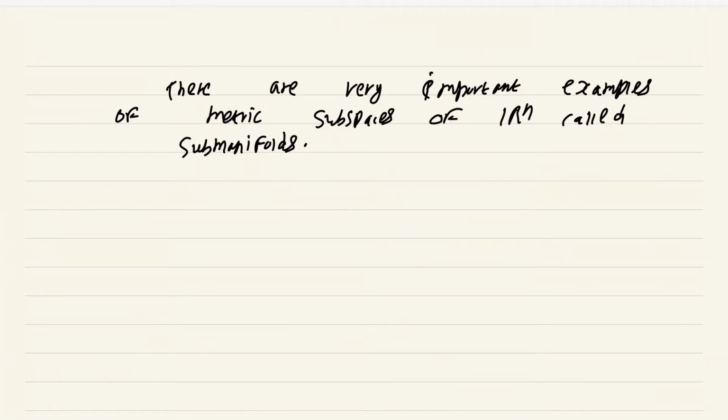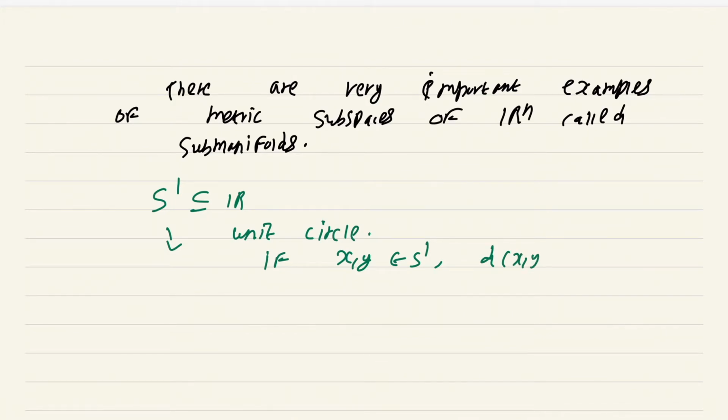I'll just give one example. Look at S1 subset of R2. S1 is nothing but the unit circle. Now we can define another metric on S1 as follows: if x, y are elements of S1, then d(x,y) is the length of the shortest arc between x and y.